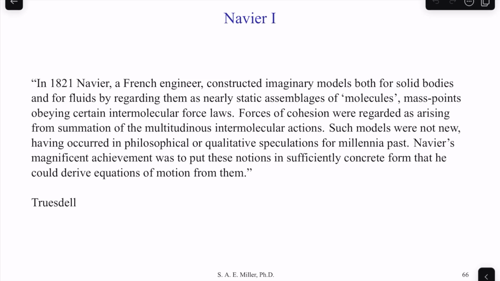In 1821, a French engineer constructed imaginary models both of solid bodies and of fluids by regarding them as nearly static assemblages of molecules, mass points obeying certain intermolecular force laws. Forces of cohesion were regarded as arising from summation of multitudinous intermolecular actions. Such models were not new, having occurred in philosophical or qualitative speculations from millennia past. Navier's magnificent achievement was to put these notions in sufficiently concrete form that he could derive equations of motion from them.